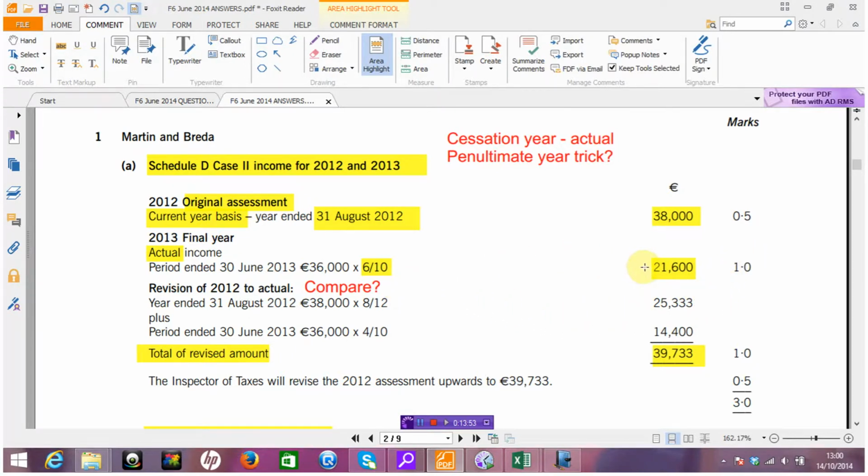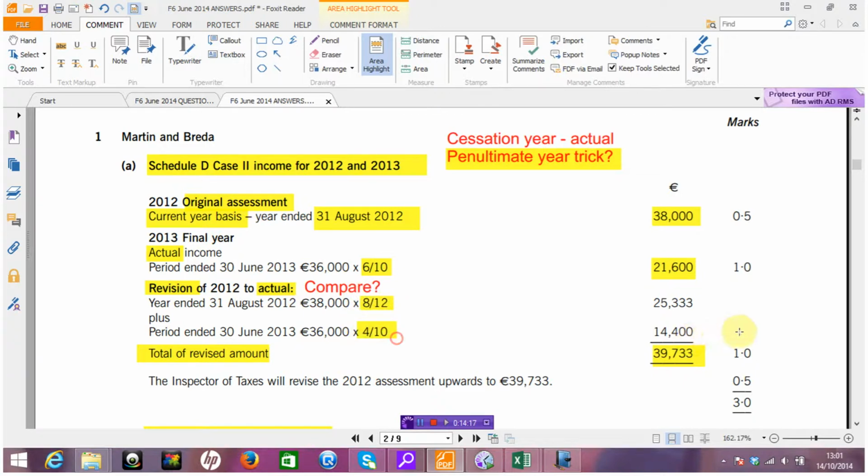Okay, so that's really the final assessment for the final year. We have to then look at that revision. We talked about this penultimate year trick here. So what do we need to do? Well, really what we need to do is compare what we had for the original assessment up here to what the actual basis is for the penultimate year. And you'll see that when we do our little calculations, some fractions are required.